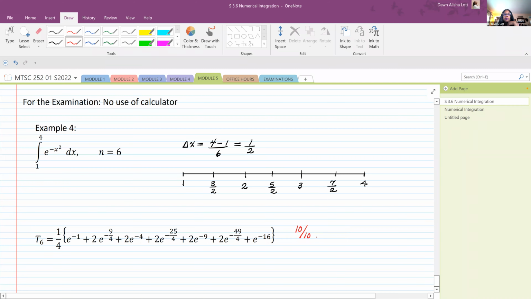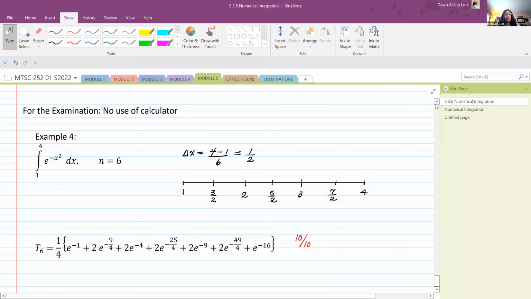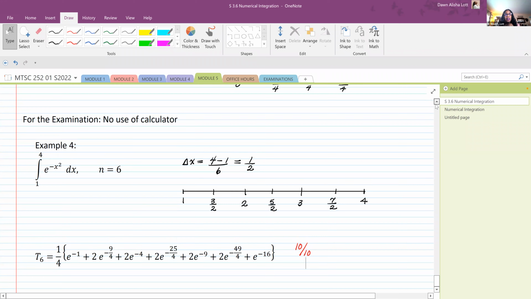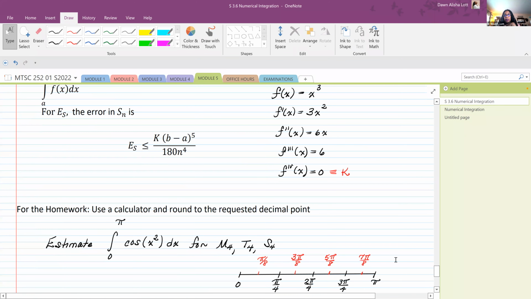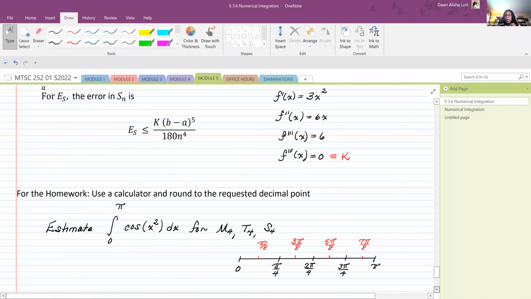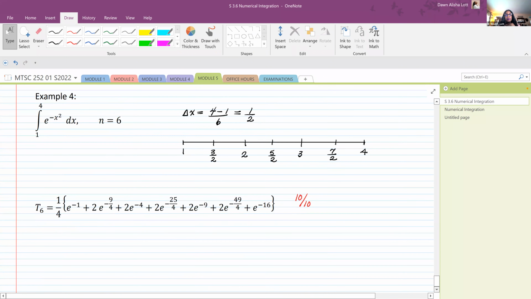Now, if this was homework, they would expect you to put all those numbers into the calculator and then round to maybe the nearest fourth decimal point. But on the exam, that is what you would do. Okay, any questions about any of this?